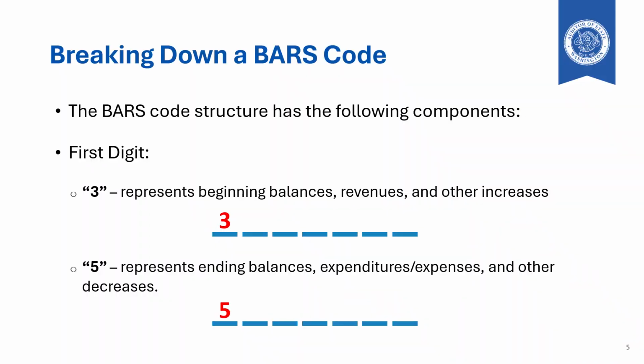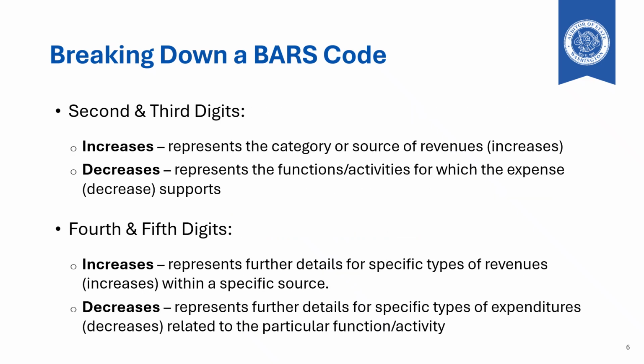Starting with the first digit, if the BARS code starts with a 3, it represents beginning balances, revenues, and other increases. If the BARS code starts with a 5, it represents ending balances, expenditures, and other decreases. Now, when we start breaking down the other digits, they will have different meanings based on if it's an increase or decrease. Remember, the first digit indicates if it's an increase or decrease or beginning or ending balance.